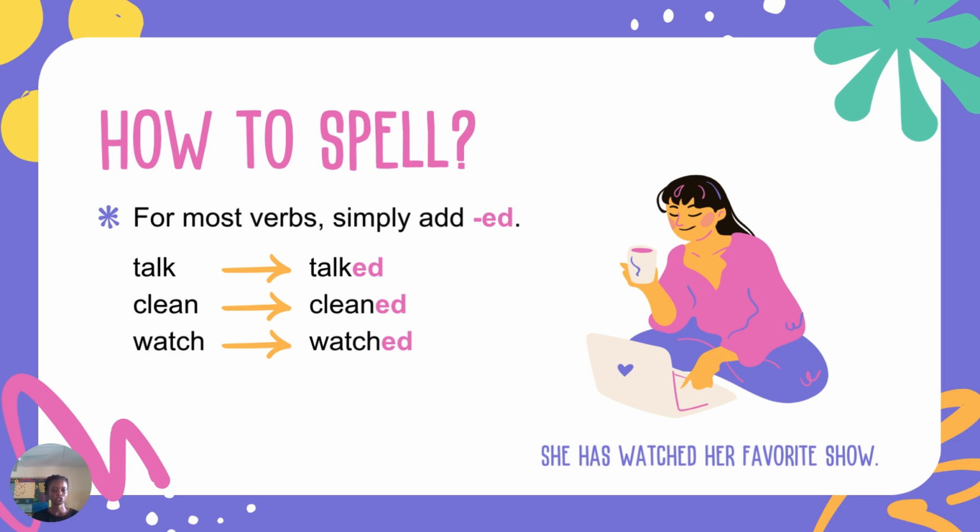Now we also have verbs that you simply add ed to get their past participle form, like talk, clean, watch. Adding ed gives their past participle form, which is talked, cleaned, and watched.